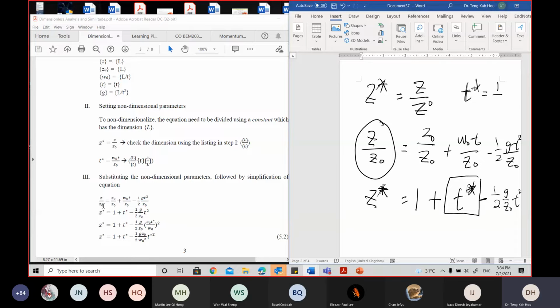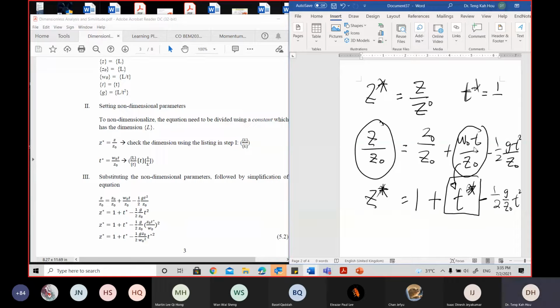Why I say that is purely based on your assumption. What you want is to assume the new things into that z star or t star, or you can use v star or whatever. Because in this case, the answer assumes z star equals z over z0. That's why z star represents the whole thing. And they use t star to represent your w0 t divided by z0. So this whole thing becomes your t star.